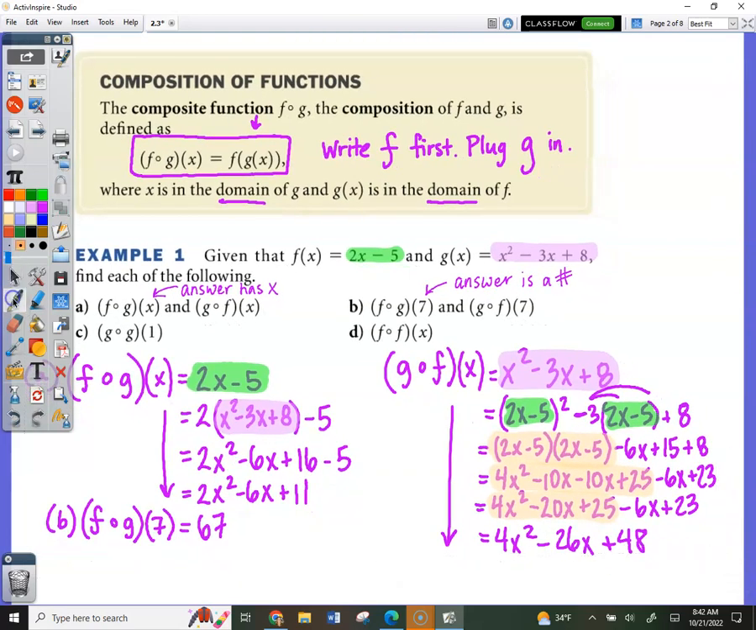I'm going to come right here underneath this and put g of f of 7. What'd you get on this one? 62?